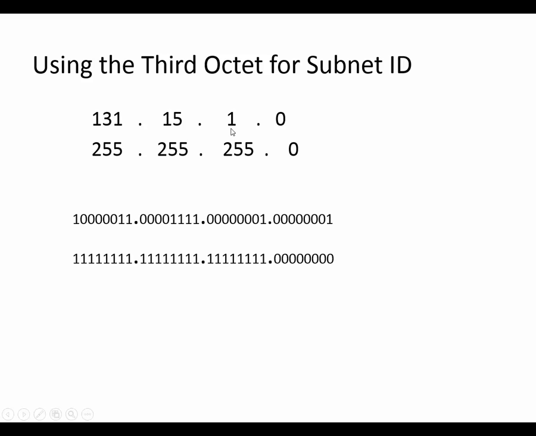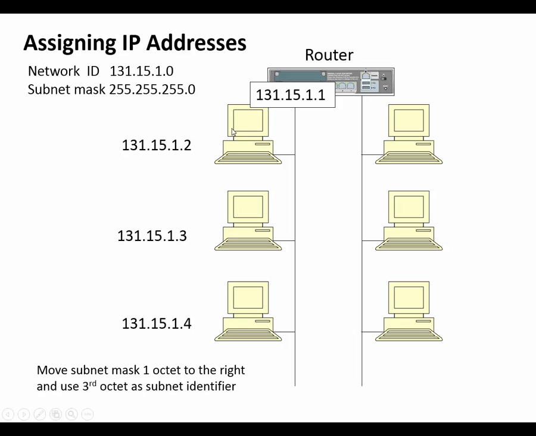And of course the first subnet would be subnet 1. So what we do is we move the subnet mask over one octet to the right for every computer in the network. And now the third octet is used for subnet identifier. And now you can see that this is subnet 1. Now let's go to the second network, and I still make it 131.15, but it's subnet 2 because the third octet is used for subnet identifier.